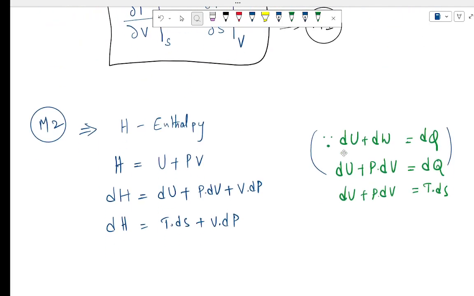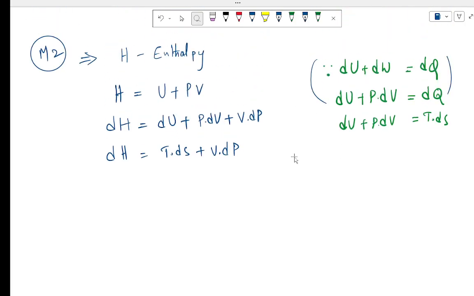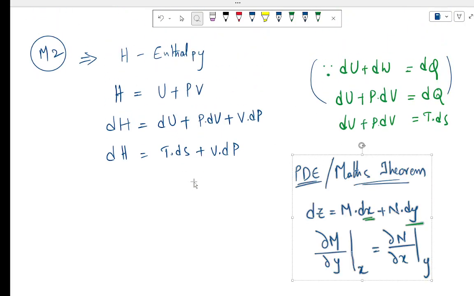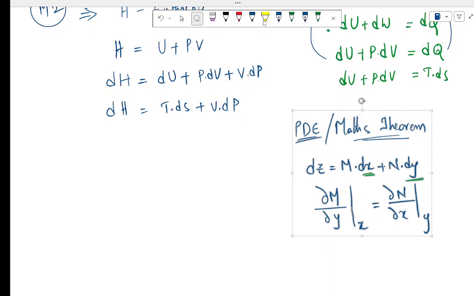Based on this, I can write this expression also similar to the one that I have written for M1. M2, now I can convert it into this form. In place of M I have T, so I have dou T here, and in place of Y I have P here, so I will have dou P here.